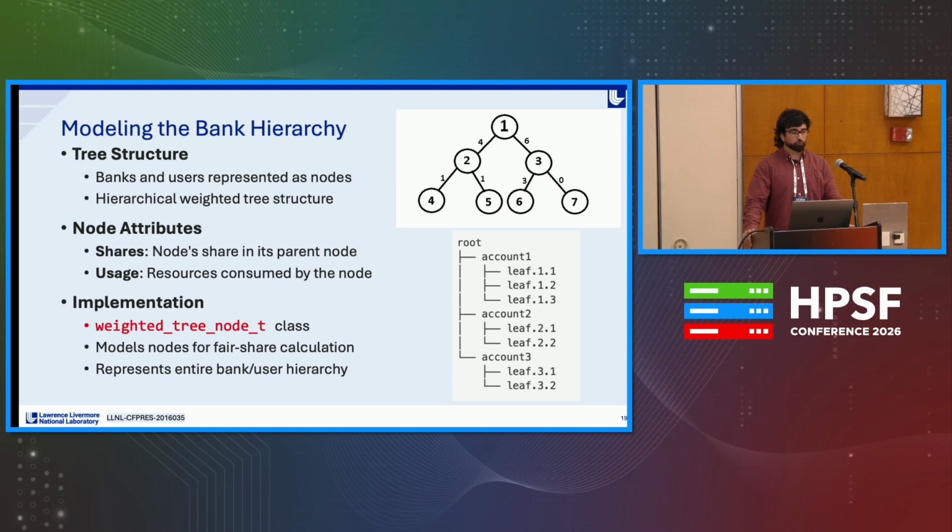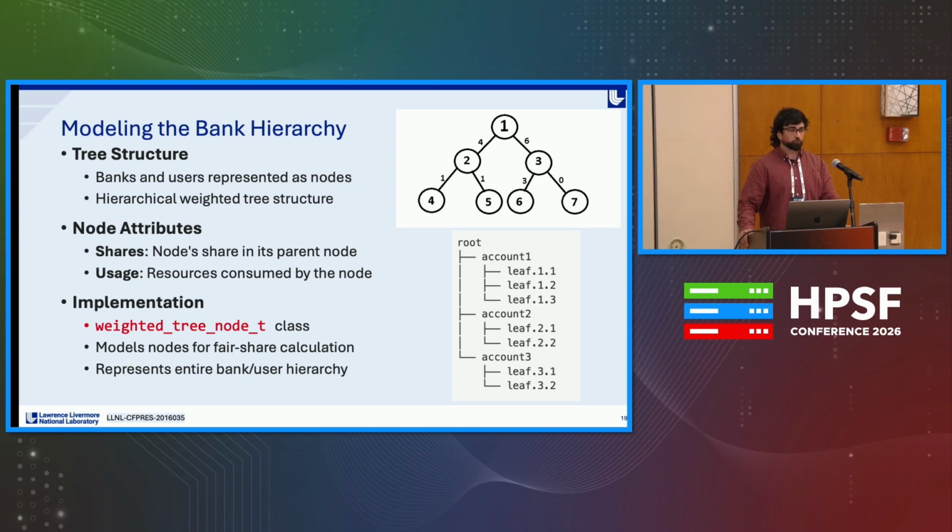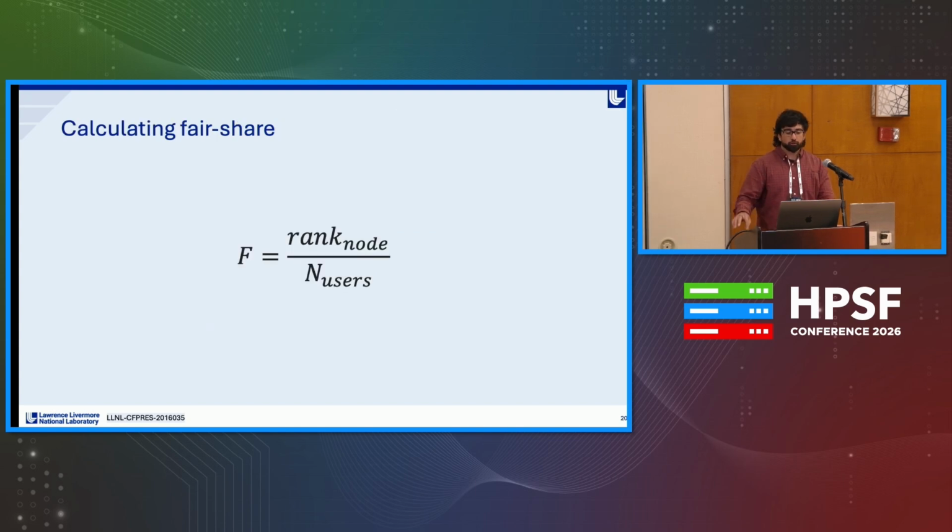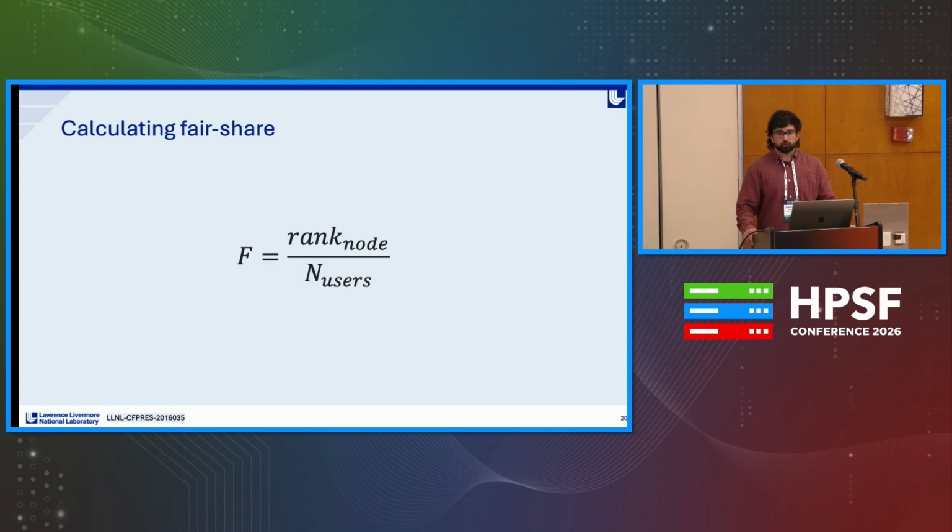In Flux Accounting, we use a weighted tree node class to iterate through this tree and apply fair share on a regular basis. So you might want fair share updated for the entire hierarchy every 30 minutes or every hour, depending on how frequent or how much traffic your system is getting. The end result is a fair share value, which is just that weight assigned by the weighted tree node class divided by how many siblings you have. So again, this will continue to fluctuate as you or your siblings have more or less usage on the system over time.